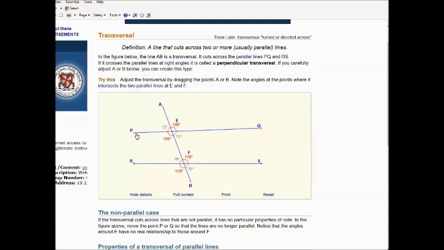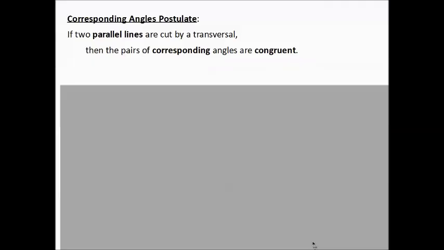If I make this no longer parallel, now look at the corresponding angles. They're not congruent, but if I put this back so it's parallel, we have two types of angle measures. The acute angles are congruent, the obtuse angles are congruent, and an acute angle plus an obtuse angle adds up to 180. So let's take this to our notes.